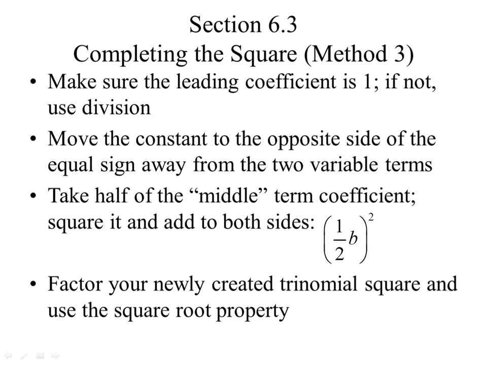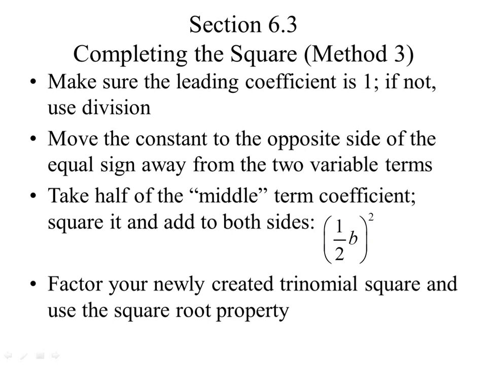Okay? Step number 2, what you're going to do is move the constant to the opposite side of the equal sign. So for example, go back to number 13. You're going to take that 24, which would now be 12 because we divided by 2, and you're going to move it to the right side of the equal sign.